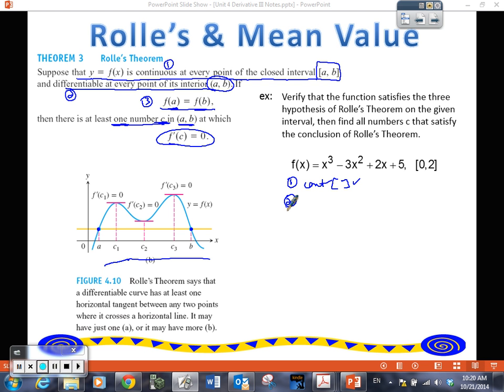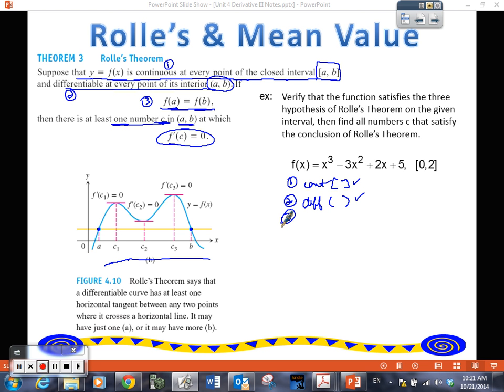Yeah, polynomials are differentiable everywhere, right? We know that because we know the behavior of polynomials. So it will be differentiable on the open interval. Check. Our third check is to see that the y values of the endpoints are the same.